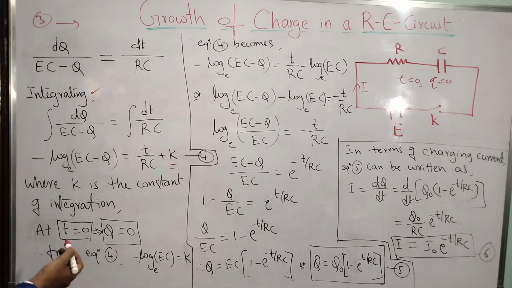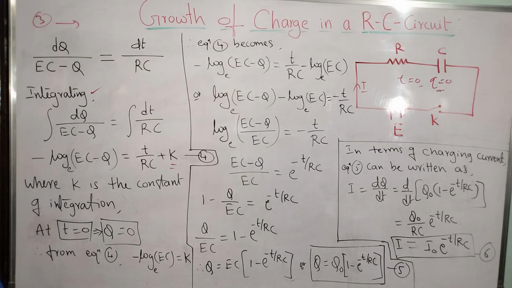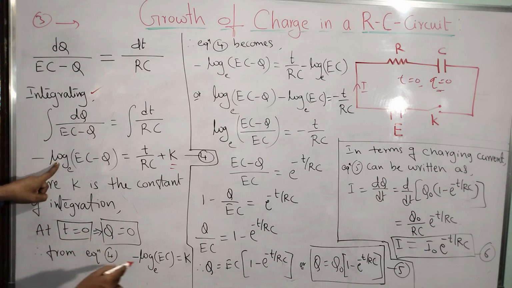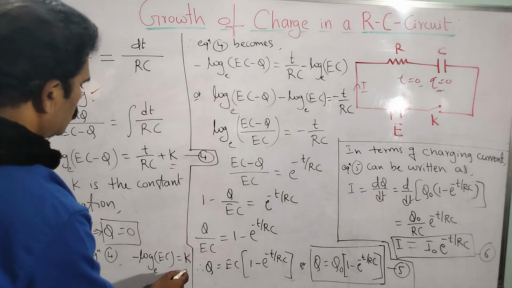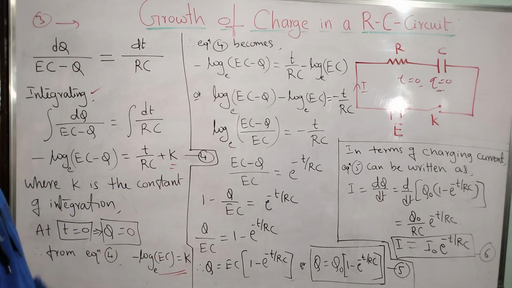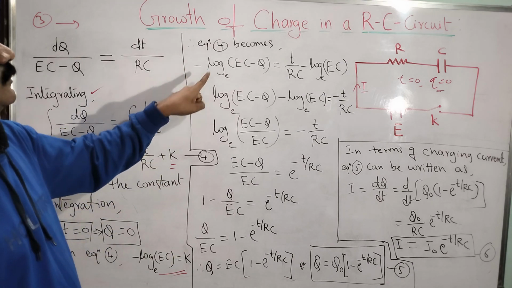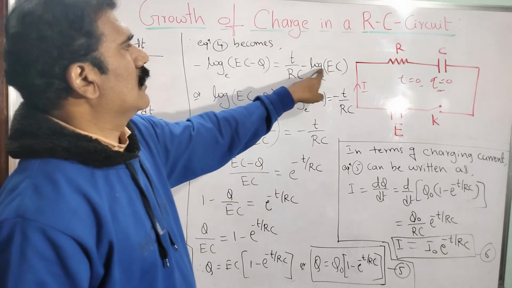So what are the initial conditions? At time t equal to 0, we assume that the charge in the capacitor is 0. Therefore, t equal to 0 gives q equal to 0 in the capacitor. So just substitute the conditions t equal to 0, q equal to 0 in equation 4, and you will get minus log EC equal to, with t also 0, only K. So the value of K is minus log EC. Okay. Substitute this value of K again in equation 4, so that equation 4 becomes minus log of EC minus Q is equal to t divided by RC minus log of EC.